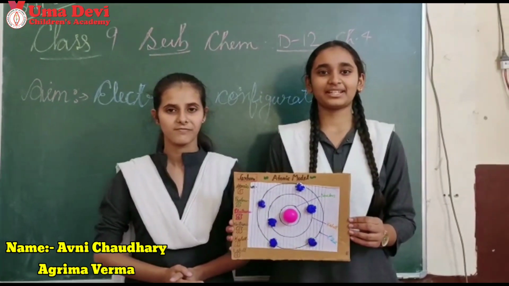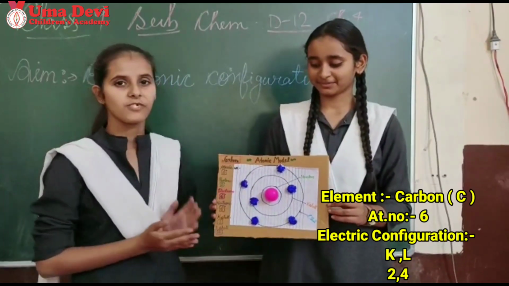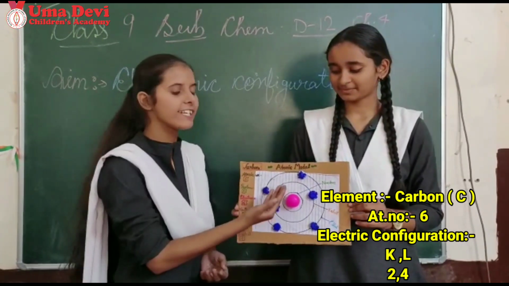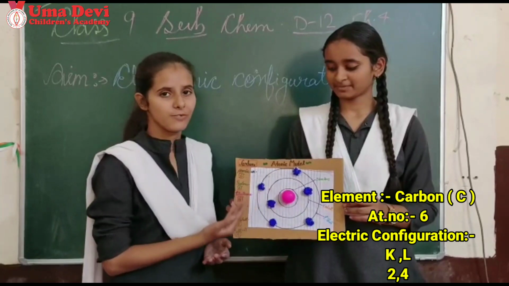Today we are going to represent the atomic model of carbon. As you can see, this is the atomic model of carbon which we have used. It consists of 6 protons and 6 neutrons inside its nucleus. It consists of 6 electrons which revolve around the nucleus.